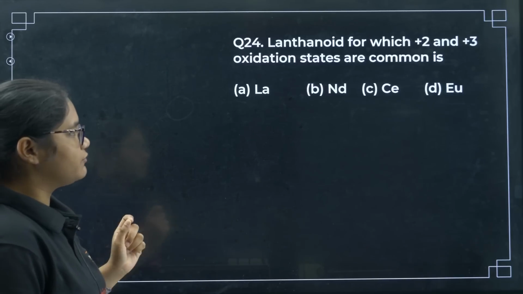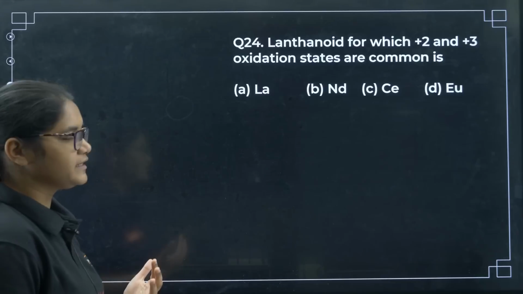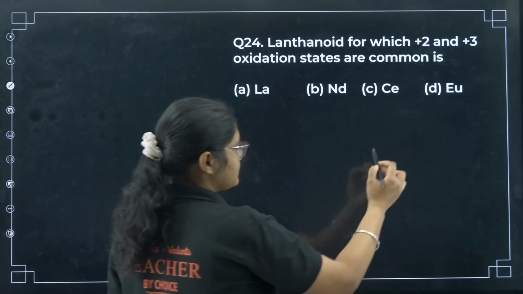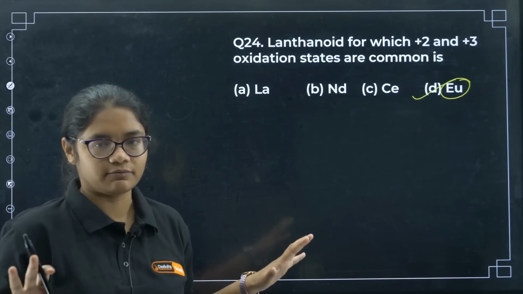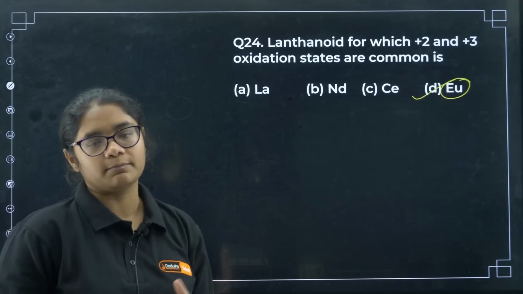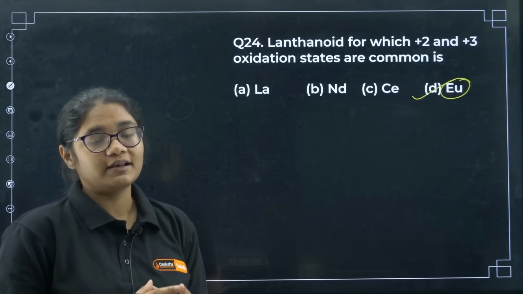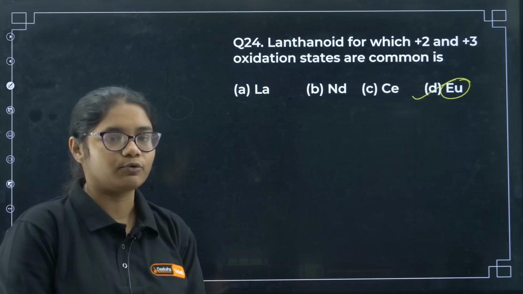Next, lanthanides for which the +2 and +3 oxidation states are common is, so you should remember this one, Eu. Eu can show +2 as well as +3. +3 though is shown by everyone, +2 is shown by Eu because of its stable half-filled configuration of 4f7.